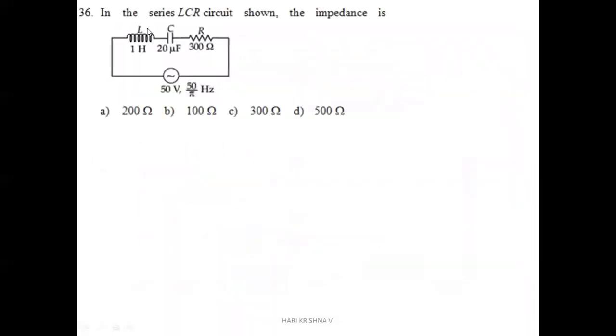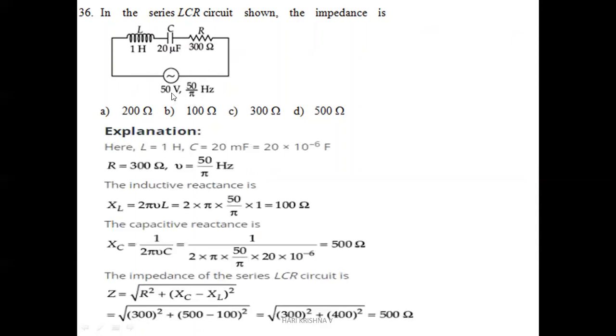Okay. Next we move on to question number 36. LCR circuit, and its impedance. So L is 1 Henry, C is 20 microfarad, resistance 300 ohms, and frequency is given as 50 by pi. So L is equal to 1 Henry, C is equal to 20 into 10 to the power minus 6, frequency 50 by pi, and resistance R.